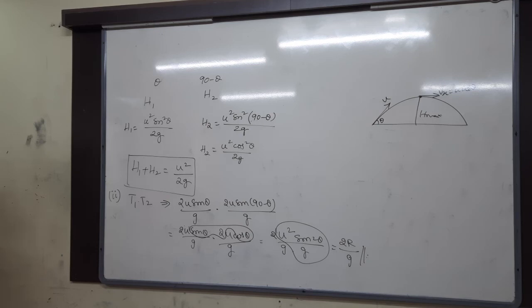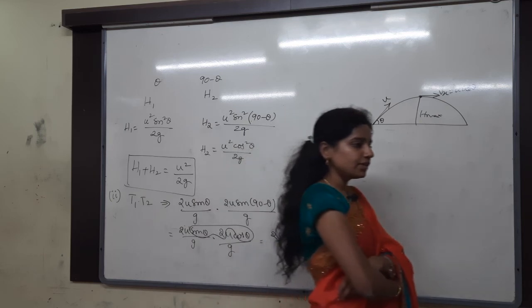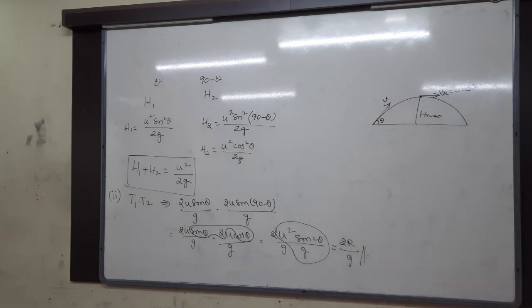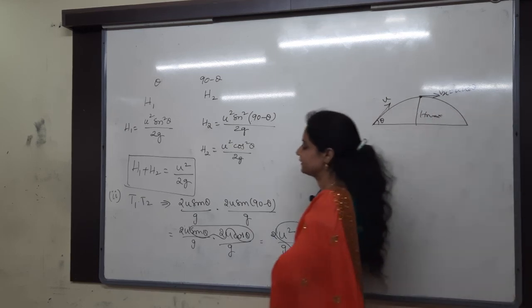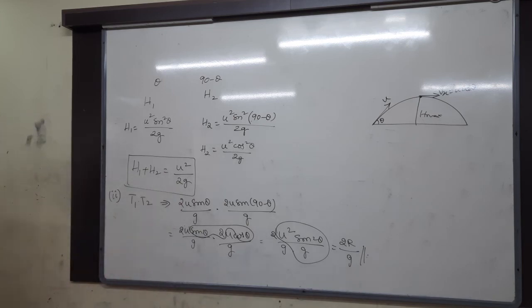Then, find the vertical component of velocity at half of the maximum height. At half of the maximum height. This is a little tricky. Do that slowly. That will not come this easily. Only the vertical component of velocity I am asking.